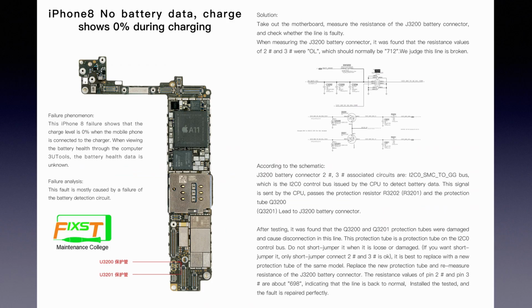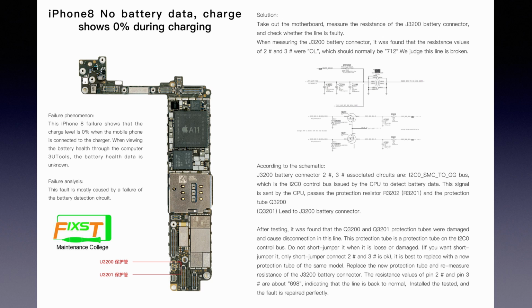Okay, now showing you some cases to let you understand more. This is the iPhone 8, no battery data and charge, so 0% during charging. And what is no battery data? It means that when we see the battery health through the computer, for example with the VU tools software, the battery health data is unknown. This means no battery data. And this problem is mostly caused by a failure of the battery detect circuit.